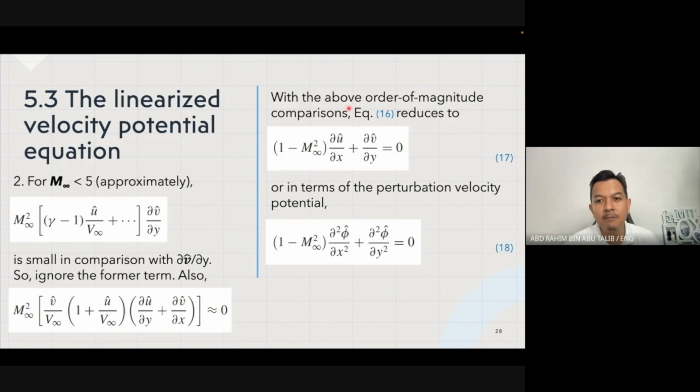Also, this expression is approximately 0. So with the above order of magnitude comparisons, equation 16, which we had in three lines just now, can be reduced to only this, which is equal to 0. This is in terms of the perturbation velocities u and v, the components in the x and y direction. If you want to convert it into the perturbation velocity potential, we can also express that in equation number 18.